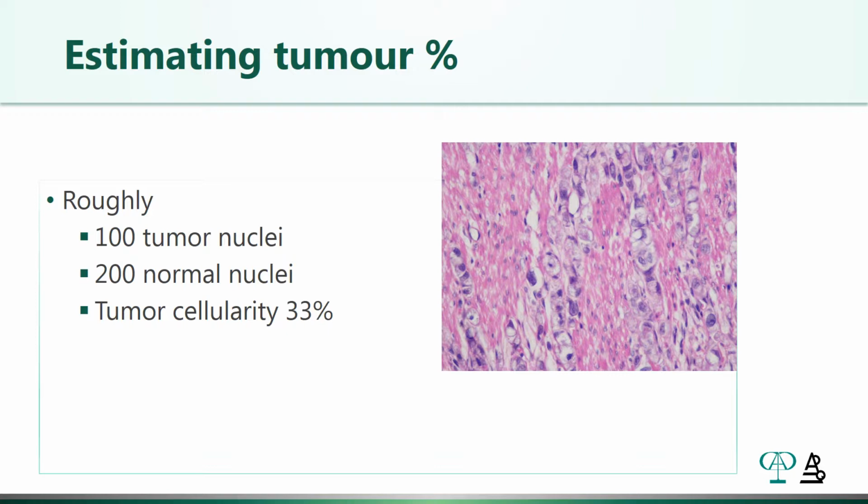And so it does actually make sense to think a little bit about what we are asking people to do. When we ask people to estimate the tumor percentage in an area that has been selected and submitted for molecular analyses, if you look at a slide like this, one might argue there are roughly 100 tumor nuclei and maybe 200 normal nuclei in this little image. And so a pathologist might tell you there's about 33% tumor cellularity.